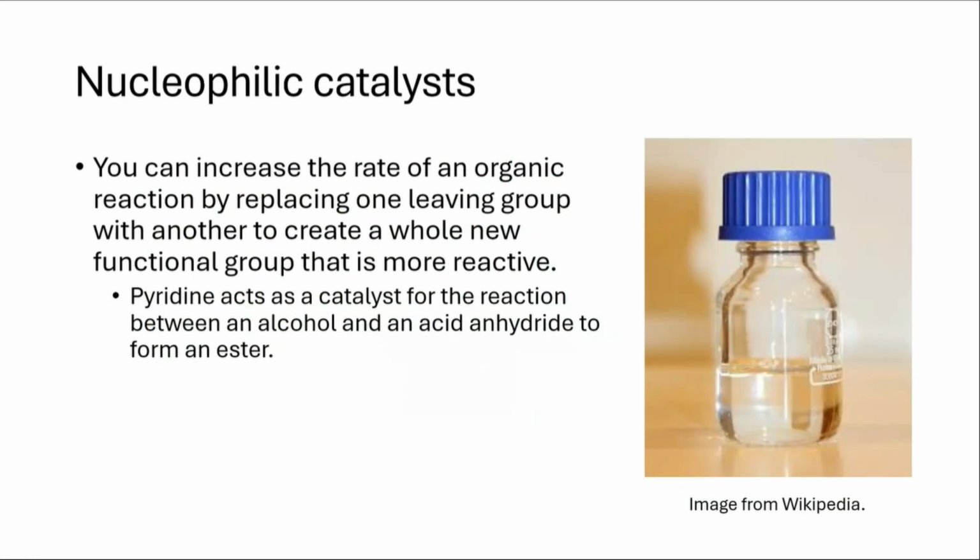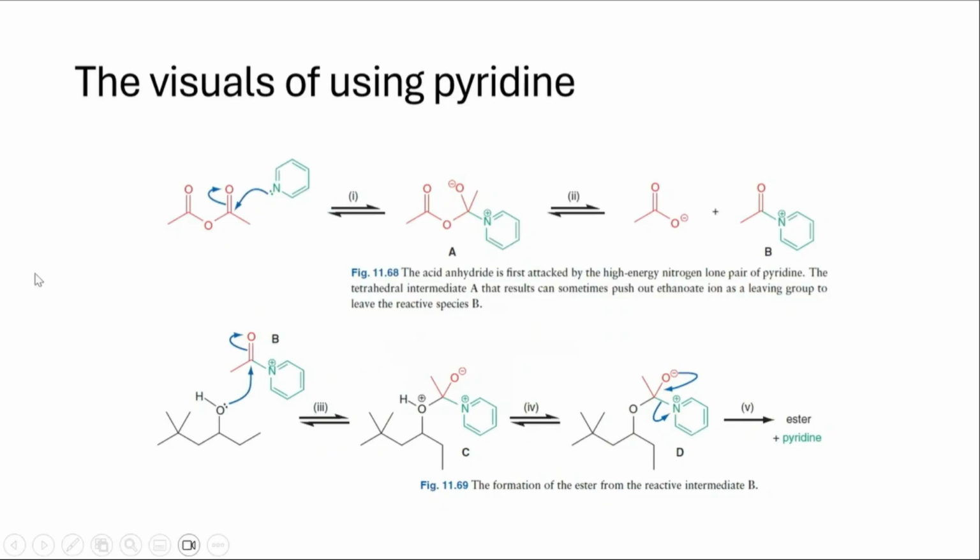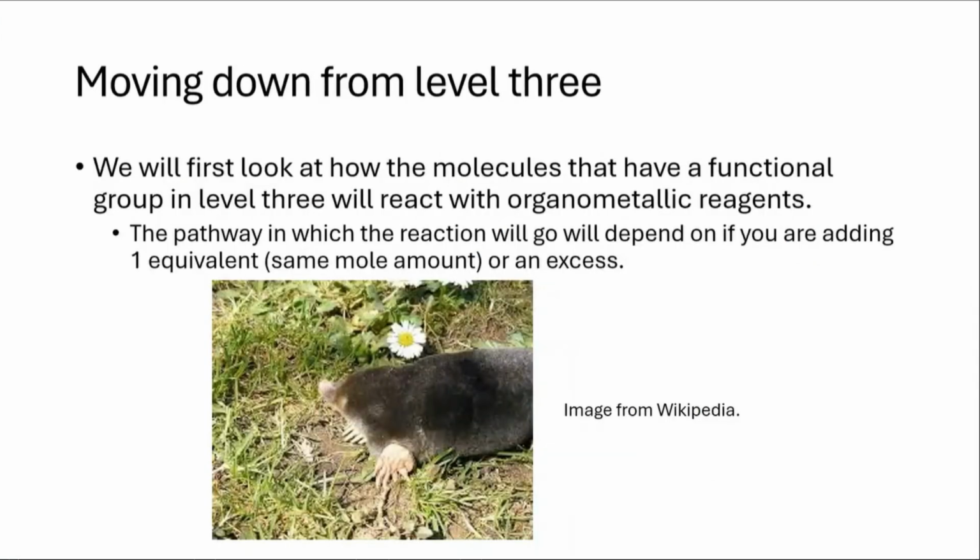So this acts as a catalyst for the reaction between an alcohol and an acid anhydride if we want to form an ester. So here are the visuals, since organic chemistry is super visual. We have that pyridine, it attacks that acid anhydride, forms that tetrahedral intermediate, and then it can push out an ethanoate ion, which will leave this reactive species B, which can easily then react with an alcohol to form an ester. Next, I want to go over how we can move down from functional group level 3.